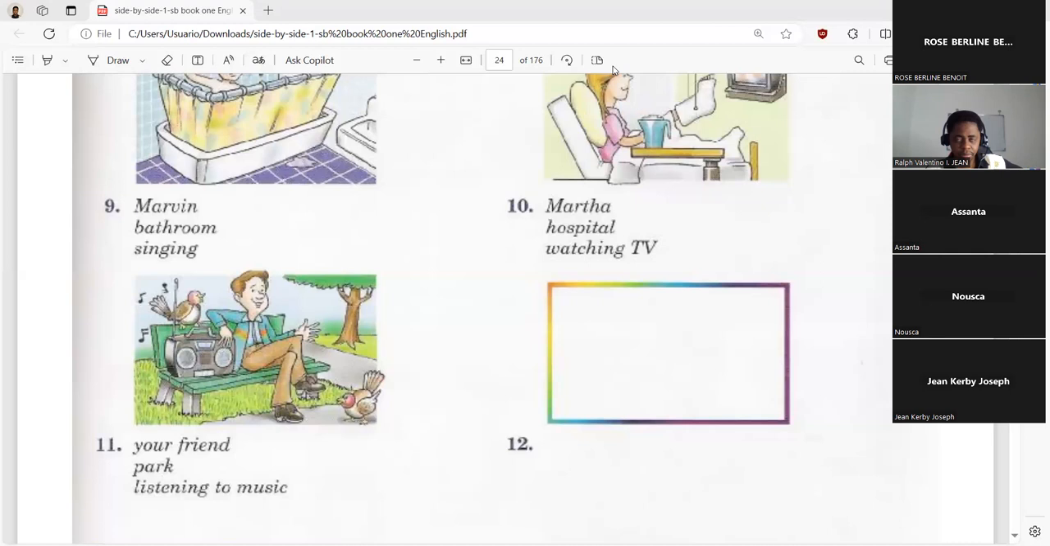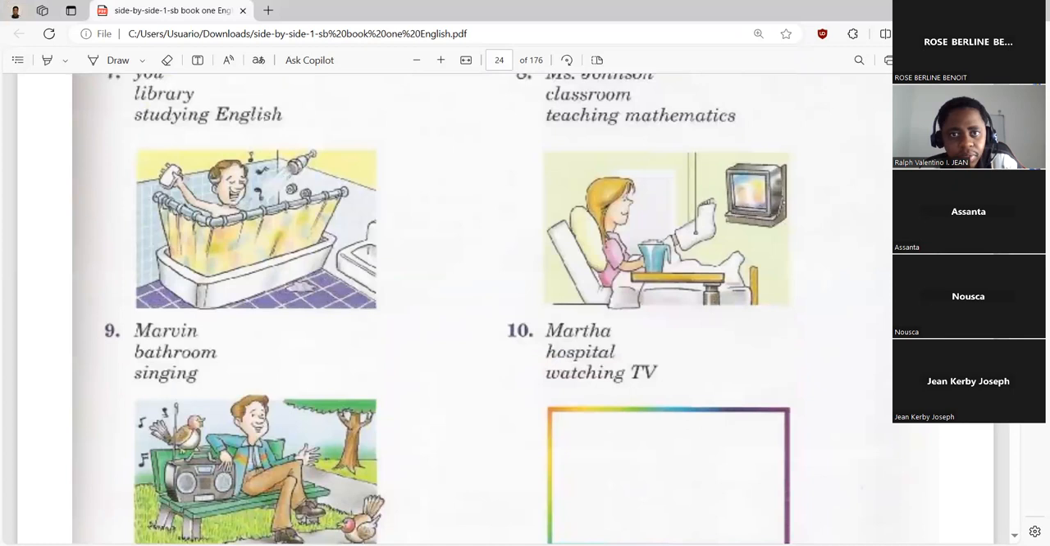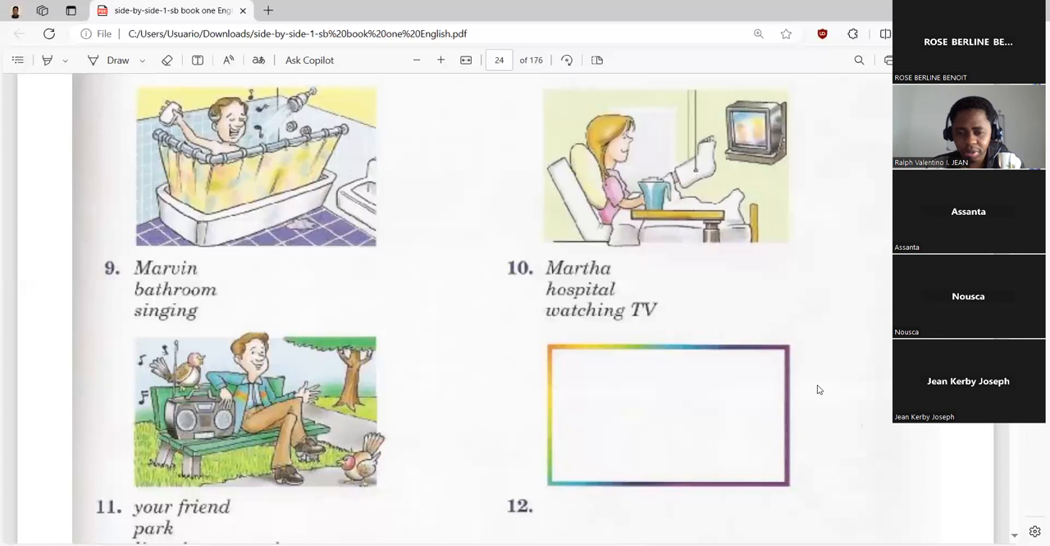Now what I'm going to do is choose a person, and the person will describe exactly what they are doing at this moment using the present situation. Let me see the name. Okay, so you're going to do number 12. You're going to be using it for what you are doing now. Where are you and what you are doing? Everything, using the previous models.